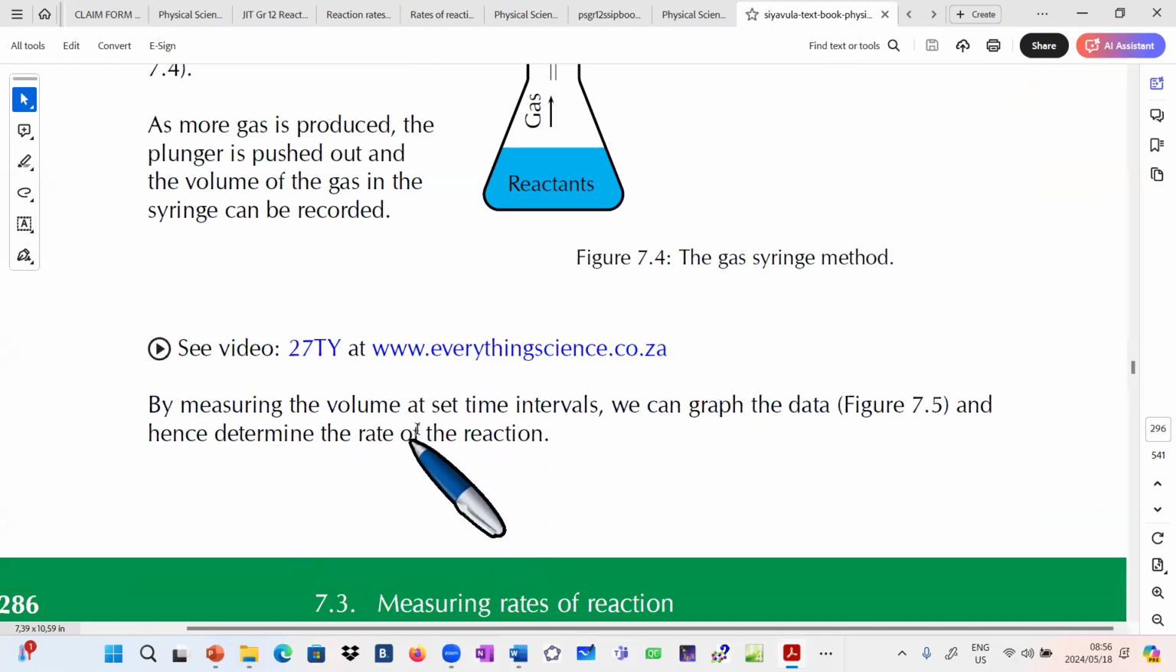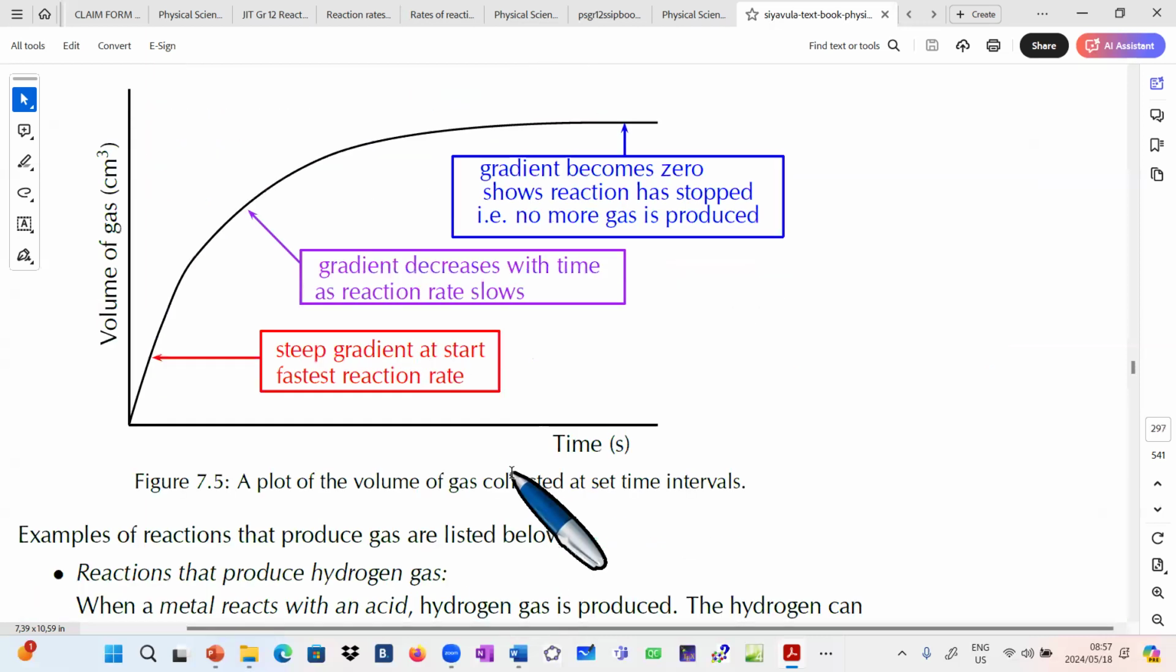By measuring the volume at set time intervals, we can graph the data in that figure and hence determine the rate of the reaction.